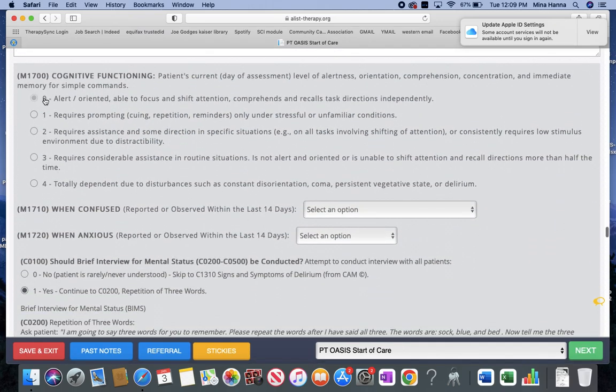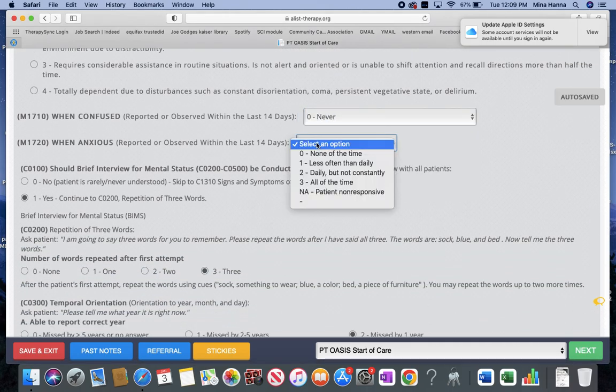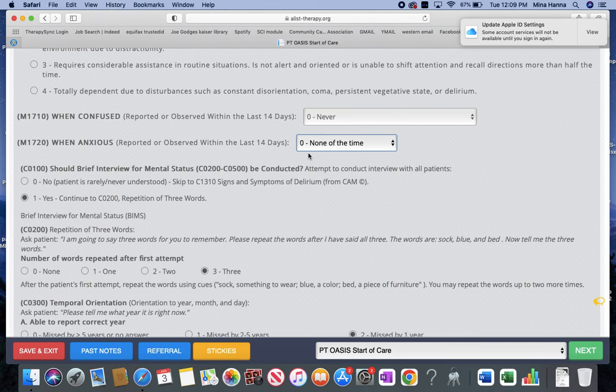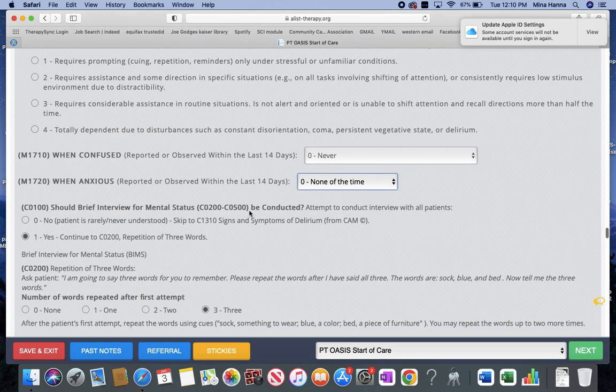The patient's alert and oriented, so I'm not worried about that. Are they confused? I was having a great conversation with them, so I don't need to answer these questions. It's really self-explanatory. I didn't really have to answer anything.